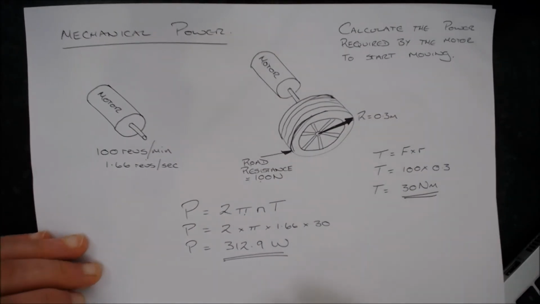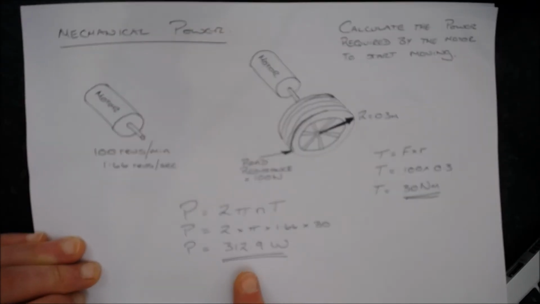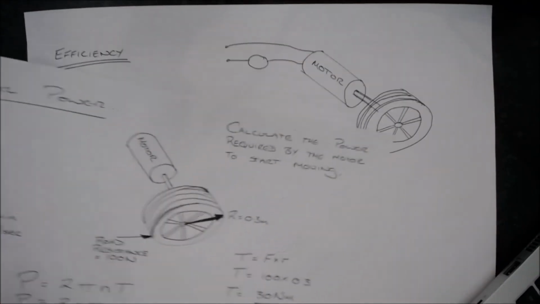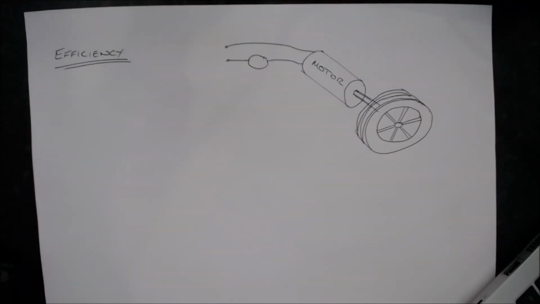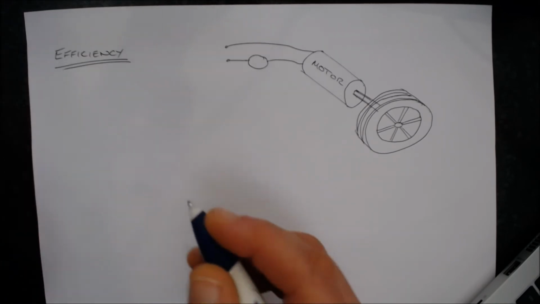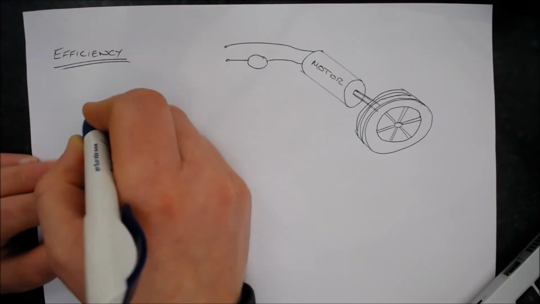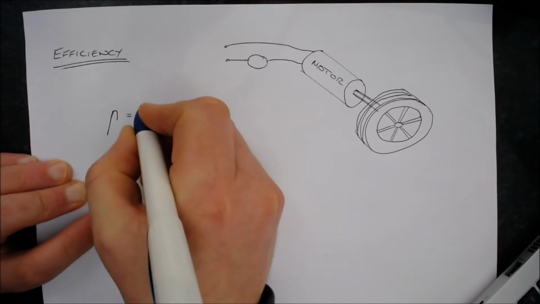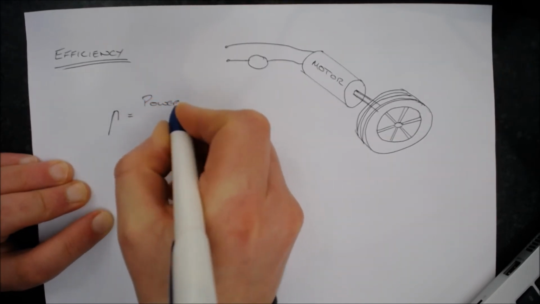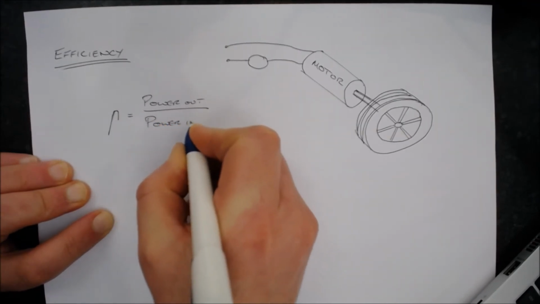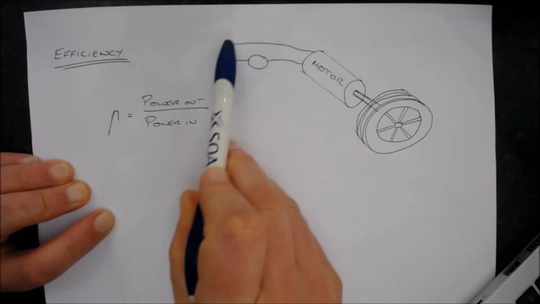This next video is going to look at the efficiency of the motor. So in this past question we calculated the power required by the motor to start the wheel moving. Now going to have a look at the efficiency of the motor. So efficiency is calculated by power out divided by power in. So that symbol there, which is eta, the Greek symbol, is power out divided by power in. So in this particular example, the power in is going to be the electrical power.